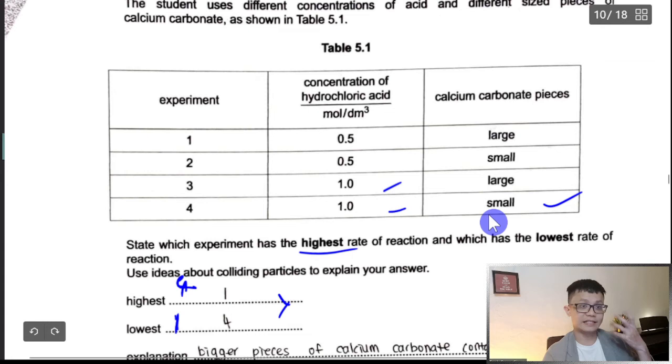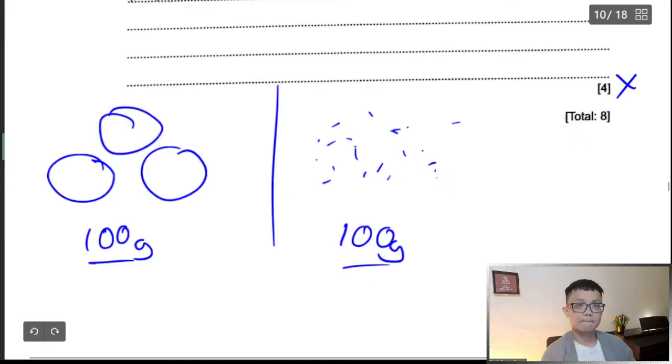Let's say I take 100 gram of the big sugar, and at the same time I buy 100 gram of powder sugar, and it is still 100 gram. I use these for cooking. Let's say I use this to cook a curry. My question is, which one can I cook the curry faster? Smaller particles. Yes, the smaller particle I can cook faster.